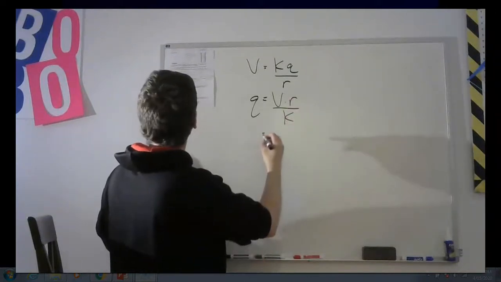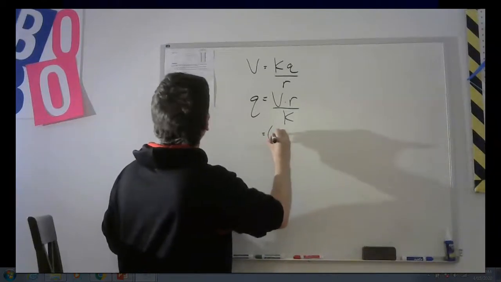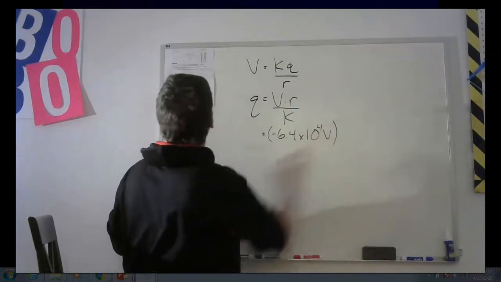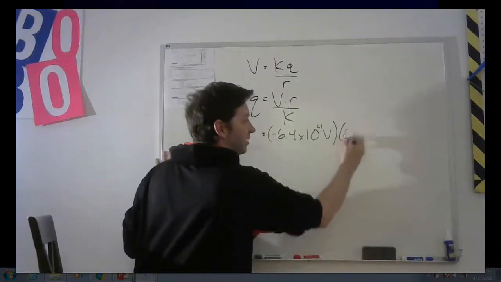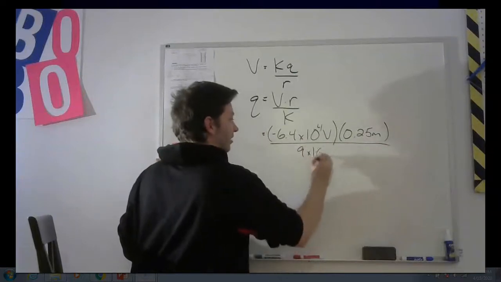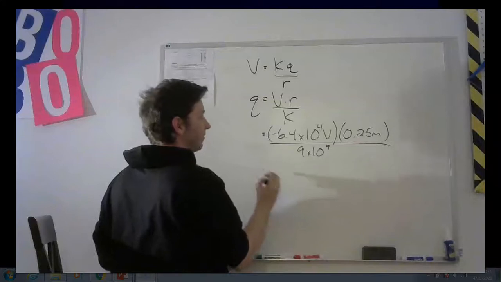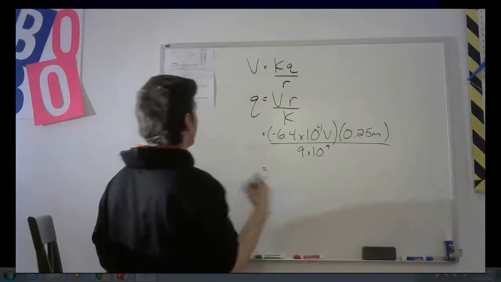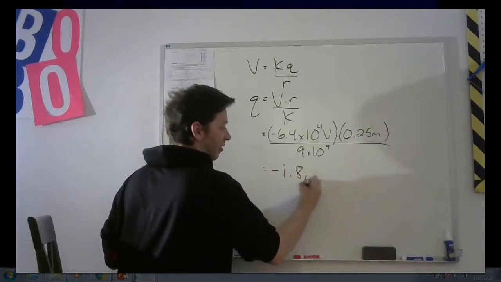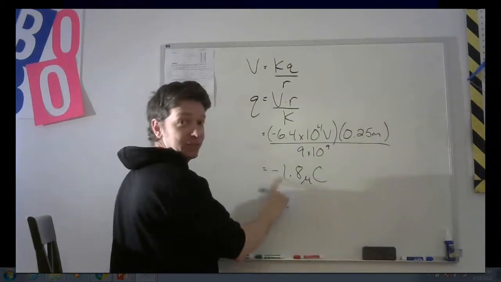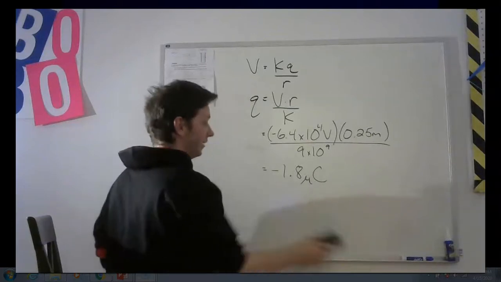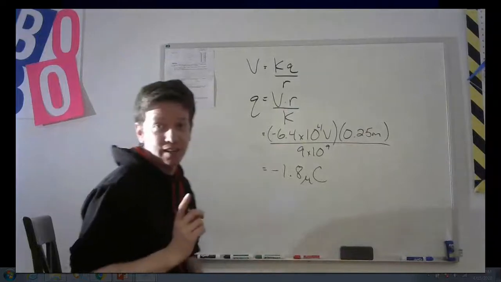What's our voltage? Minus 6.4 times 10 to the 4 volts. R is, change it into meters, so 0.25 meters. And K, we know, is 9 times 10 to the 9 times all those terrible units. And we substitute that, we get minus 1.8 times 10 to the minus 6 coulombs, or just minus 1.8 microcoulombs. Negative charge with a magnitude of 1.8 microcoulombs. Not so bad. Last one is parallel plates.